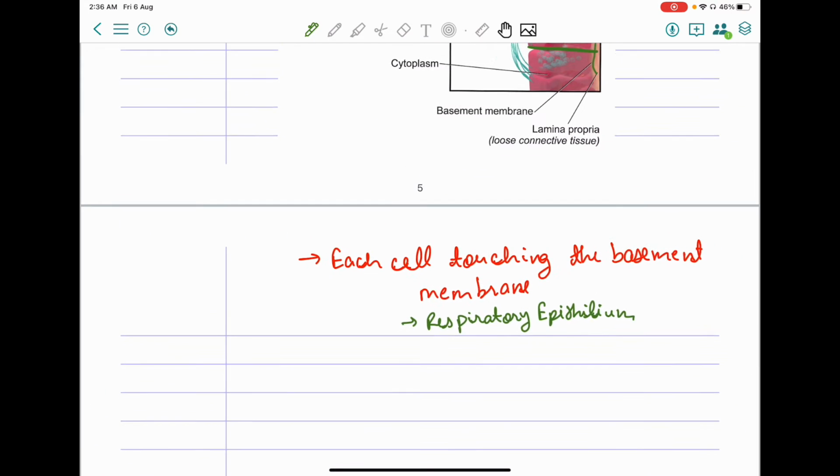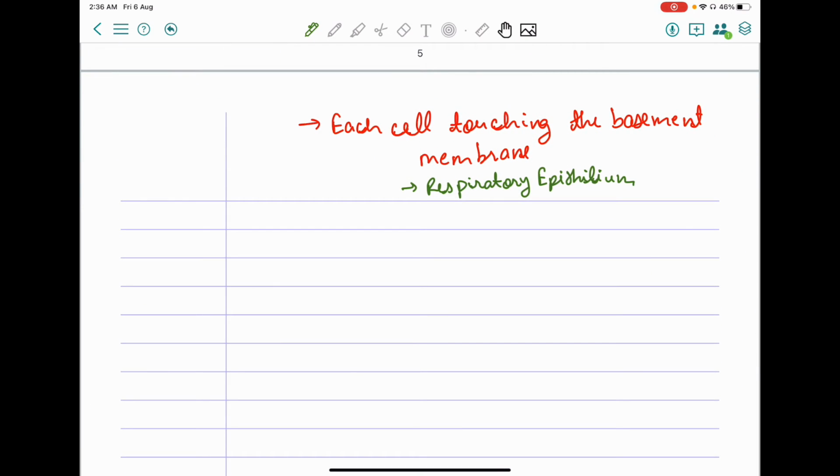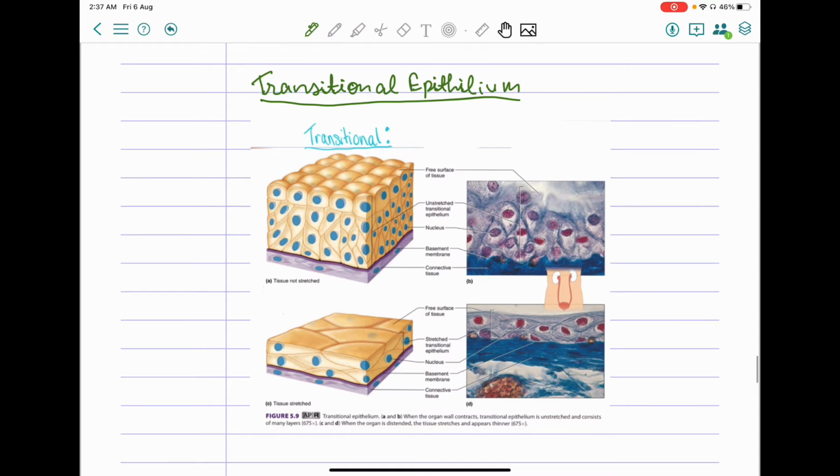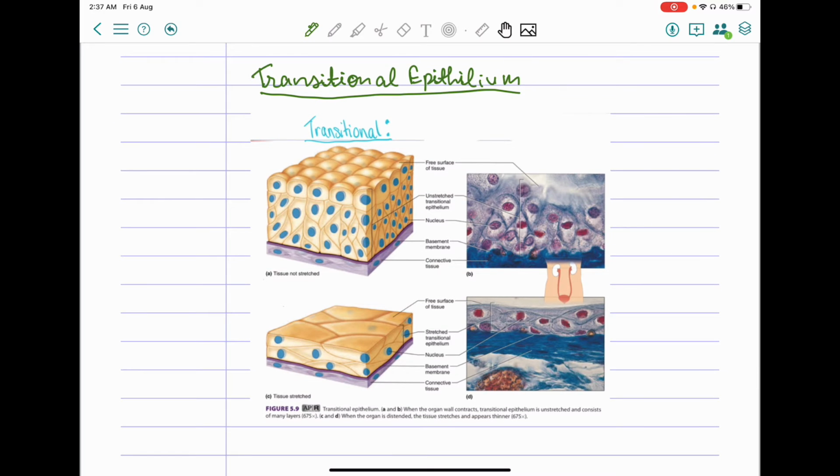So let's talk about the next one, that is transitional epithelium. We will take a diagram first. First of all, where is transitional epithelium found? It is found in our urothelium, you can say. So we will take it as an example.